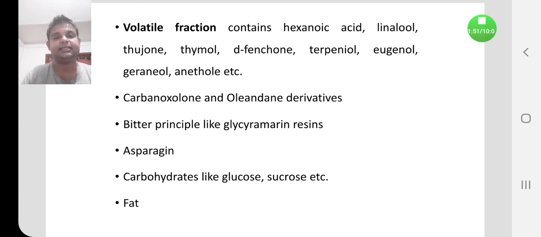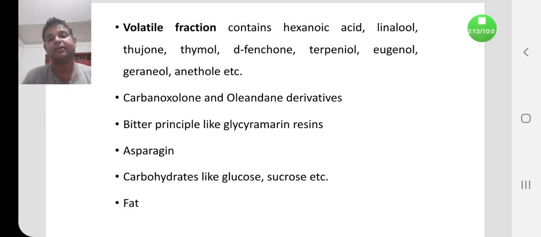Apart from these two types of glycoside, it also contains volatile fractions, which include hexanoic acid, linalool, thujone, thymol, all these things. Then carbenoxolone, then oleanane derivatives, bitter principles like glyceramarin, resins, asparagine, carbohydrates like glucose, sucrose, then obviously starch, then fat.